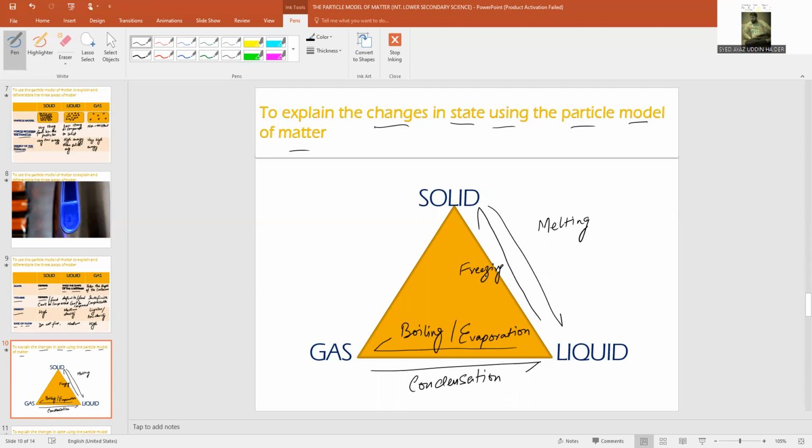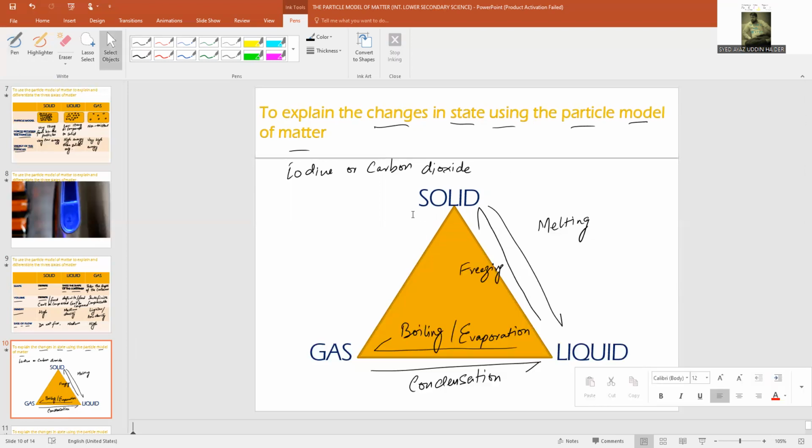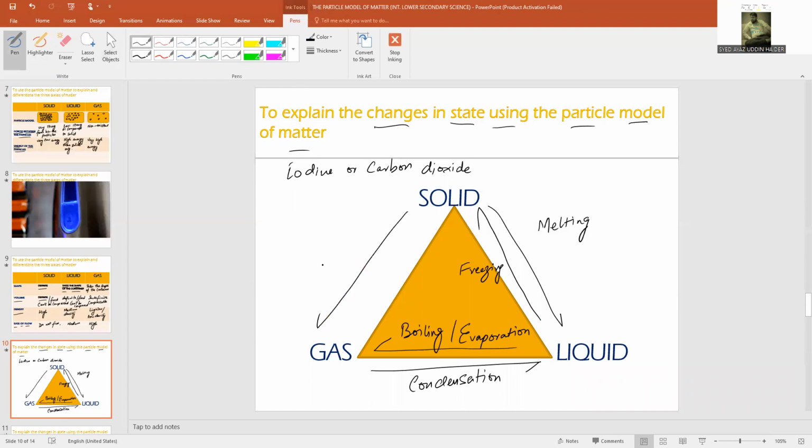Now, there is a situation when you heat solid, some substances like iodine or carbon dioxide and a few other substances, they sublime, which means they convert from solid into gas state. So we call this process sublimation. This is sublimation, which means the solid is converting into the gas state without going through the liquid state. The reverse of this process is known as solidification.